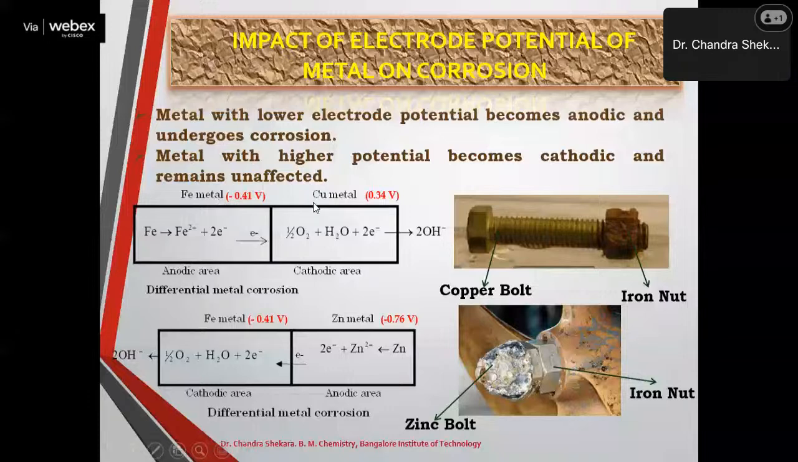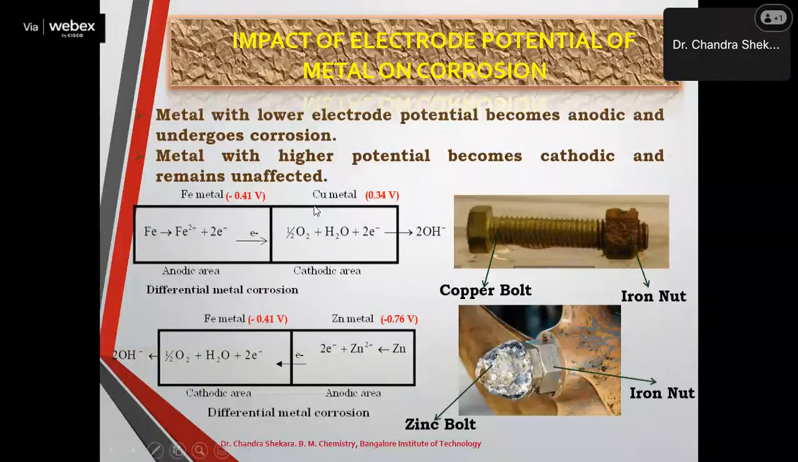Therefore, by the knowledge of electrode potential, the difference in electrode potential, we can very easily guess which metal undergoes corrosion under what condition, and also we can very easily guess about the rate of corrosion of a metallic material. Therefore, the rate of corrosion is directly related to electrode potential.